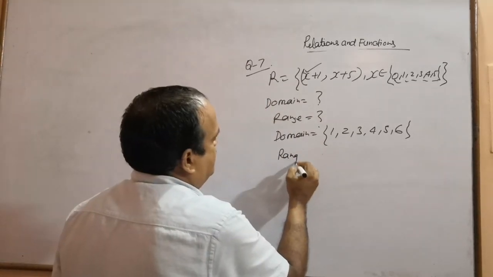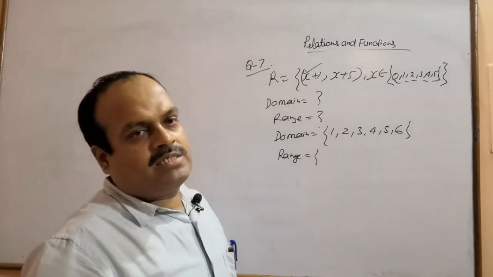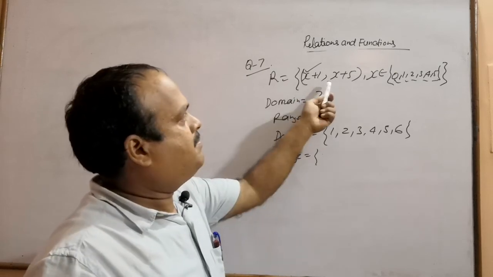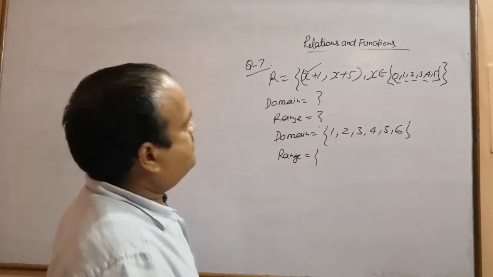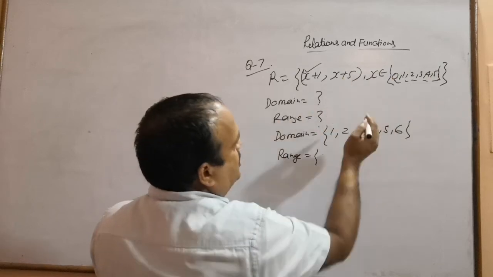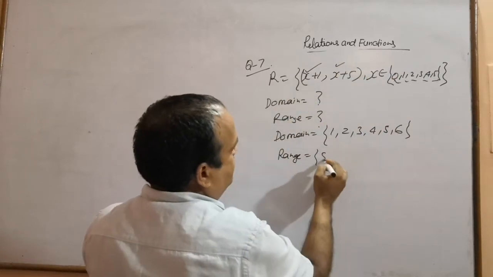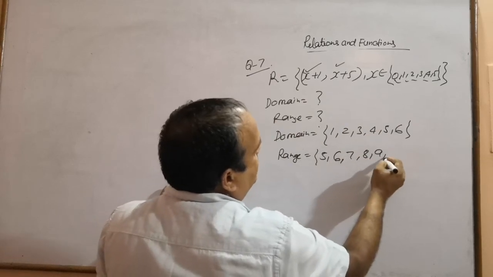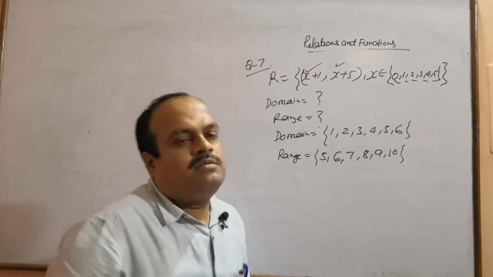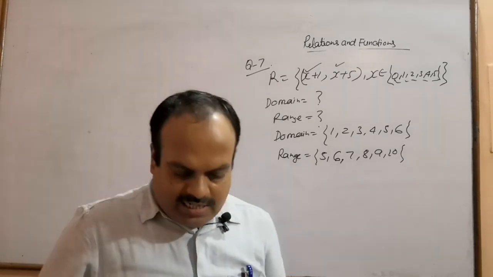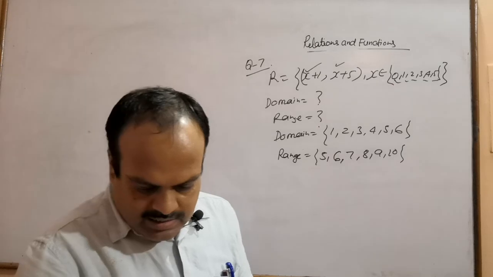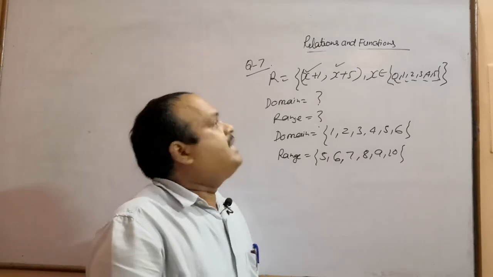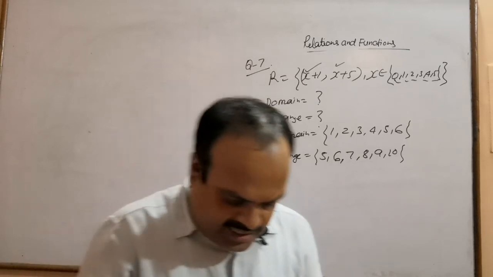Range. To get the range, you have to write a set which will be the collection of the entries of x plus 5. When you put 0, you will get 5. When you put 1, you will get 6, then 7, 8, 9, 10. So the range will be 5, 6, 7, 8, 9, 10, and the domain will be 1, 2, 3, 4, 5, 6. Correct?